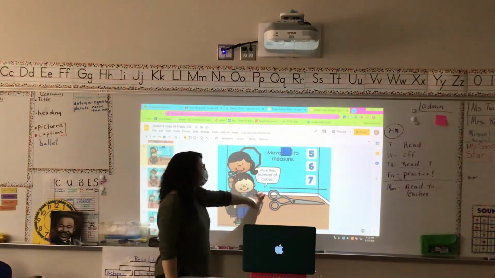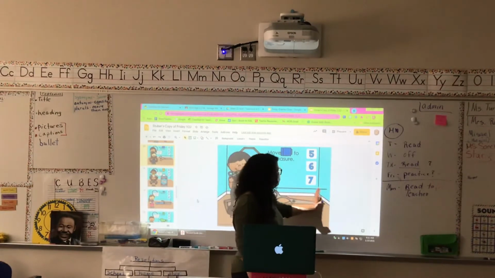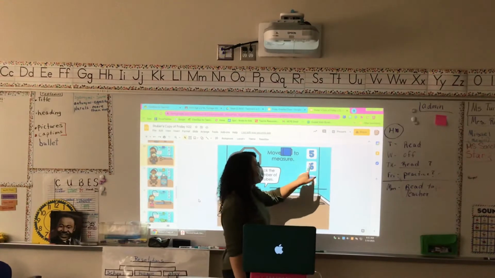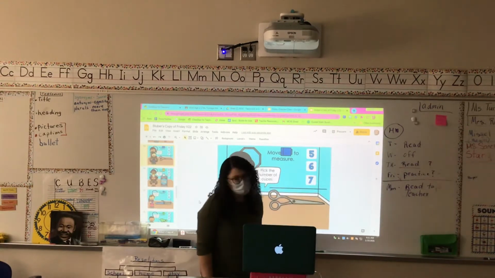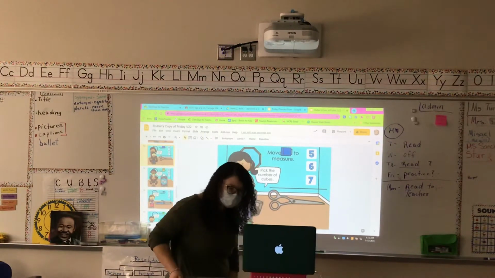Alright, now we have some scissors. You gotta start from the top of the scissors and go all the way to the bottom. Somebody write your numbers on your board. We got 5 cubes, 6 cubes, or 7 cubes that are gonna go from the front to the back of the scissors. Let's see your answers.